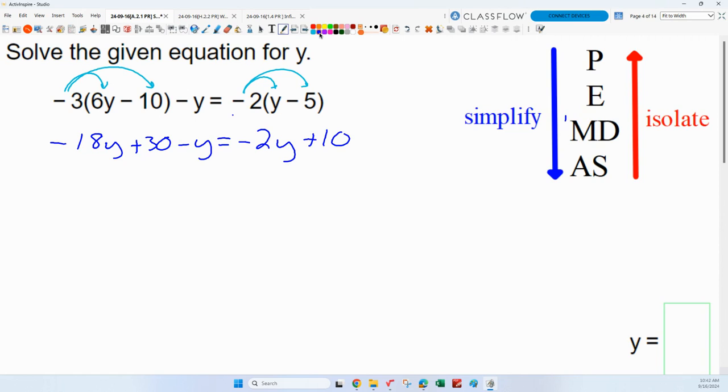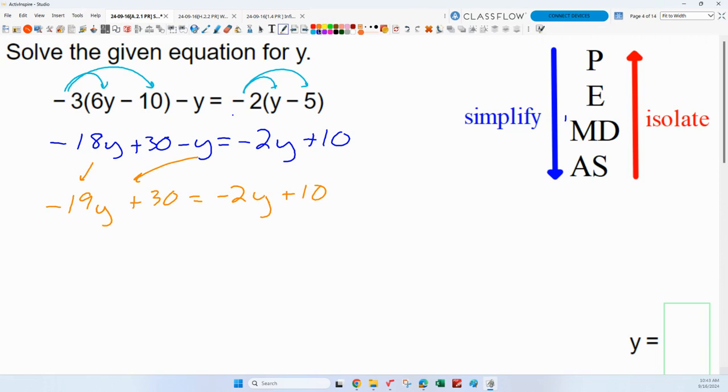Now we move down, add and subtract. What does that mean in this case? Like terms, okay. So I could combine the -18y and the -y, and that's going to give me, what's -18y minus y? -19y, there you go. Okay, so -19y plus 30 equals -2y plus 10. Okay, good. We're not quite done though. We still have 2 y's. So what do I need to do next?